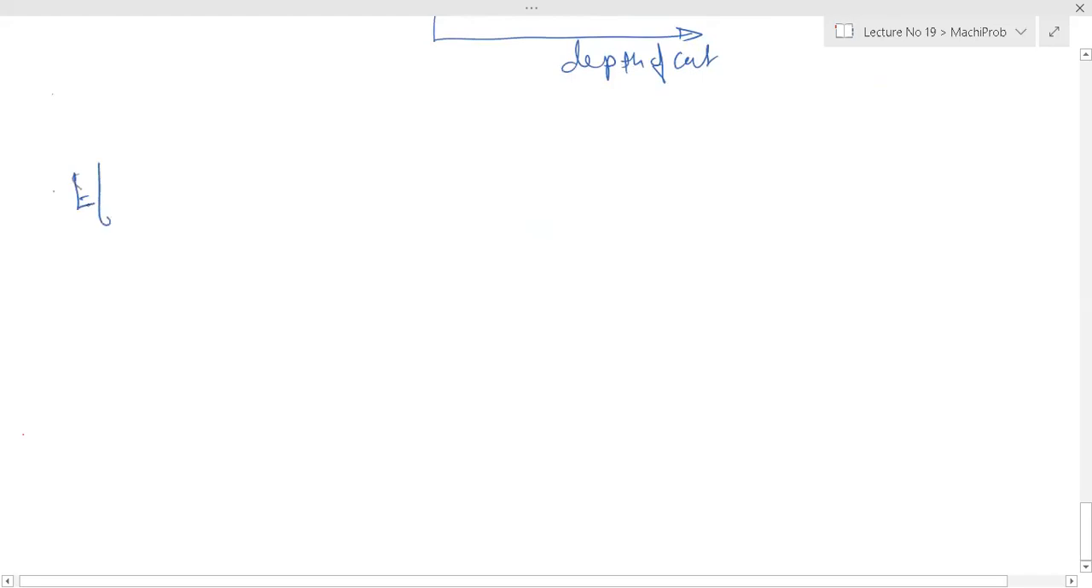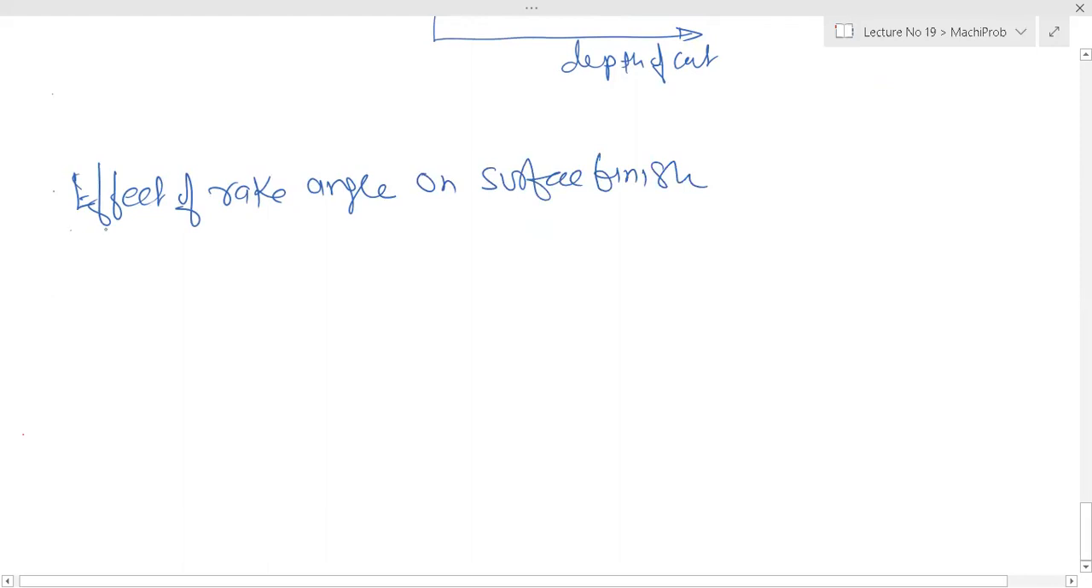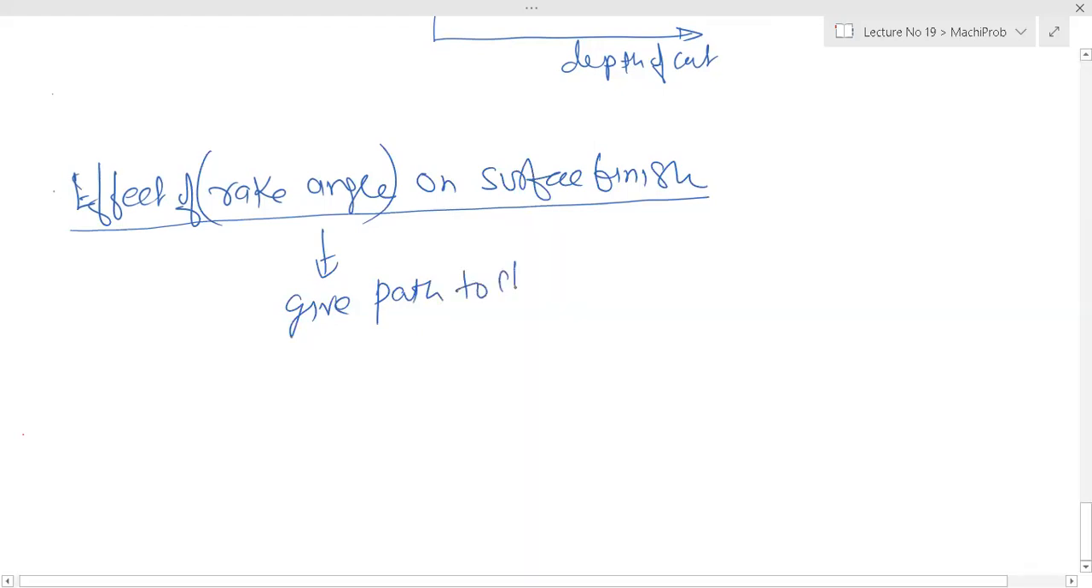Effect of rack angle on surface finish. You know, a rack angle is provided to facilitate, to give a pathway, to give path to the chip for movement.